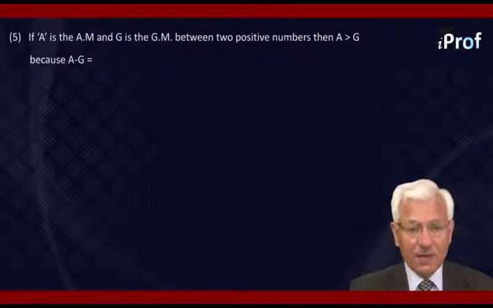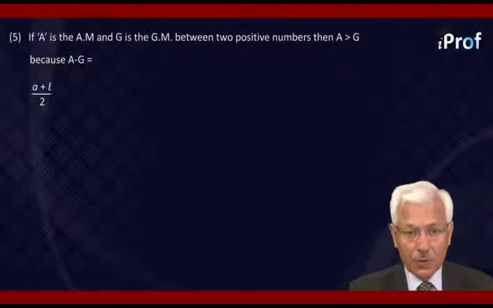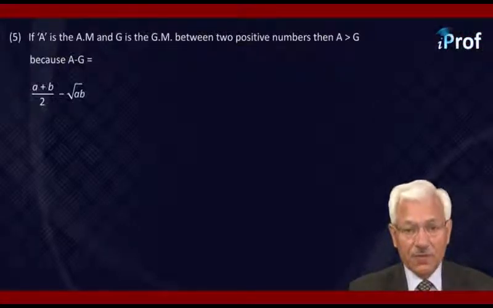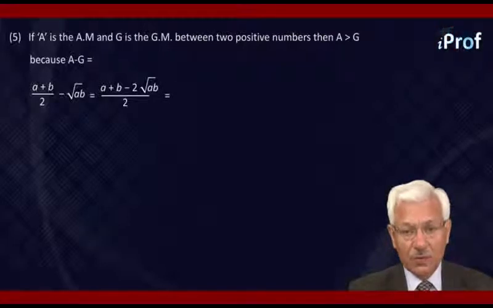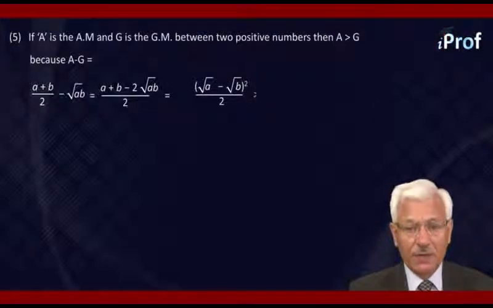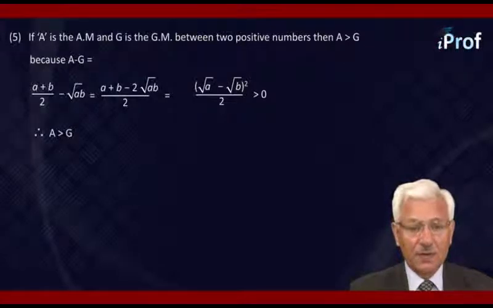It can be proved as under: A minus G is equal to A plus B by 2 minus square root of AB, which can be written equal to A plus B minus 2 square root of AB divided by 2, which is equal to square root of A minus square root of B whole square divided by 2, which is always greater than 0, because root A minus root B whole square is a perfect square, therefore positive. Hence, A minus G is greater than 0, that implies A is greater than G.